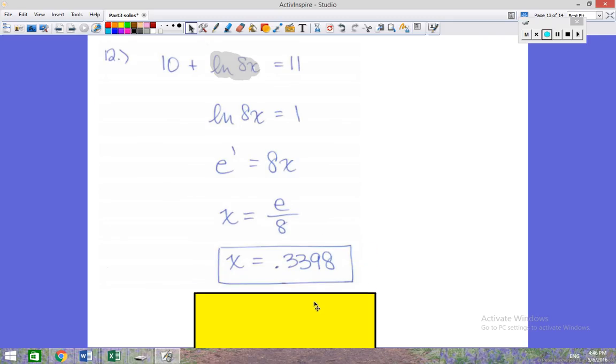Now, did I go to the calculator? Yes, I did go to the calculator, and sometimes it will ask you what exponent to put on e. Well, if you have to, just key in an exponent of 1, and that will give you e to the first power, which is just e, and e divided by 8, I got 0.3398 if I entered that in correctly.